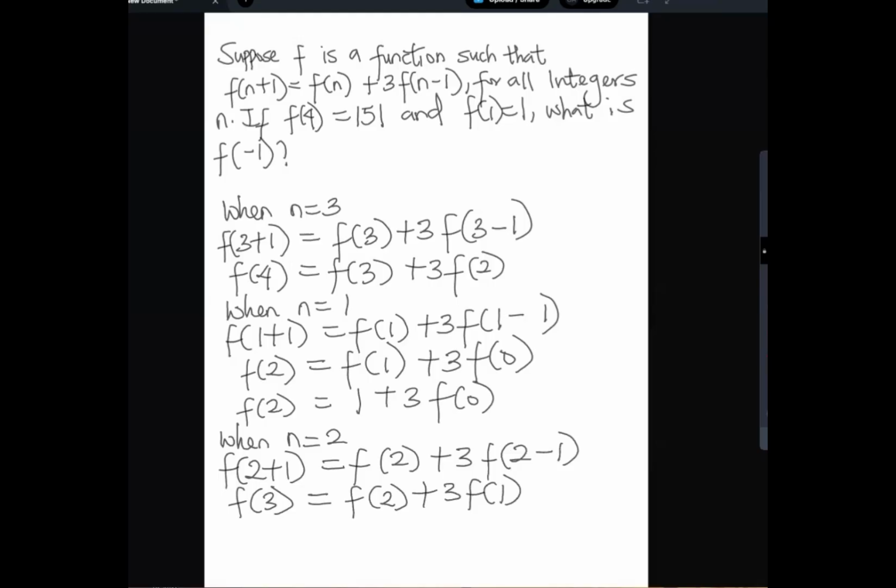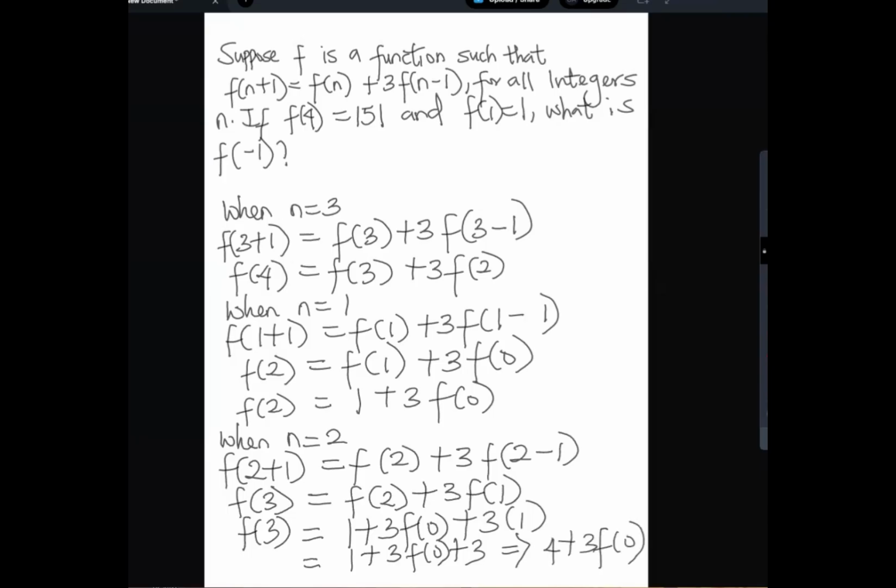So if we substitute the value of f of 2 that we've gotten initially into f of 3, it is further simplified as 1 plus 3 f of 0 plus 3 f of 1, which is just 1. So f of 3 becomes 1 plus 3 f of 0 plus 3, which is equal to 1 plus 3, which is just 4. 4 plus 3 f of 0. Now, note, we are not done. What's the next thing? Substitute this into f of 4.